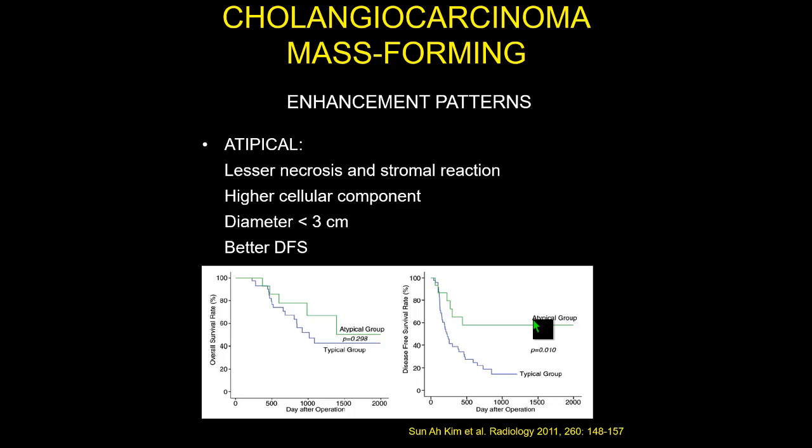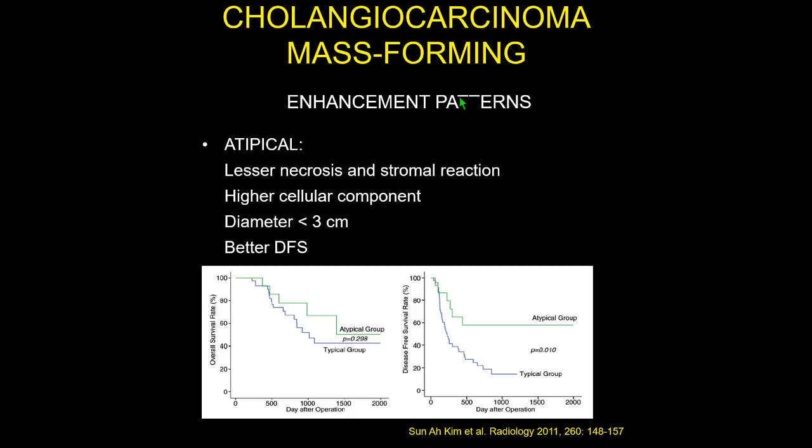Just one word about cholangiocarcinoma. I apologize to whoever talks about it later, but sometimes cholangiocarcinomas, when they are small, can be atypical. So the message is: never trust small hypervascular lesions unless you are sure it is a benign lesion. These are usually less than 3 centimeters. They don't have much necrosis and stromal reaction, but they still have the desmoplastic reaction. That means these lesions are hypervascular and they do not wash out.